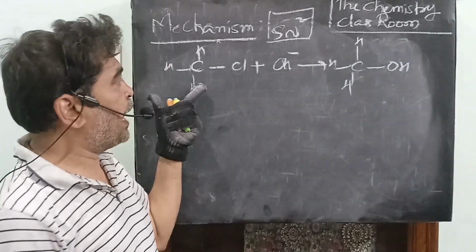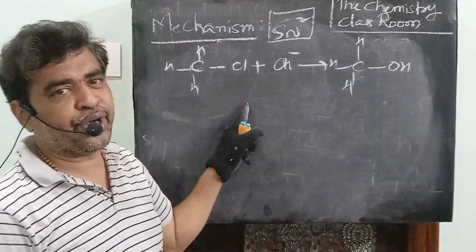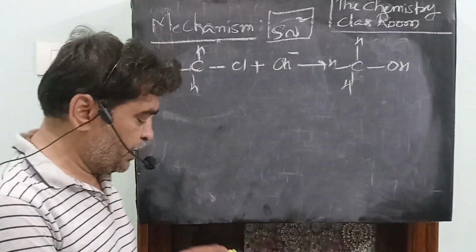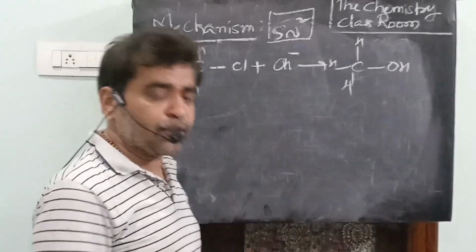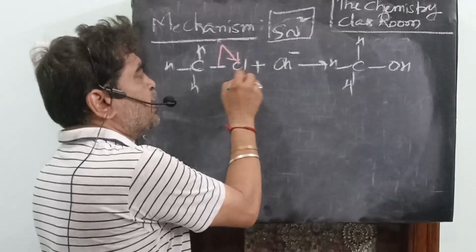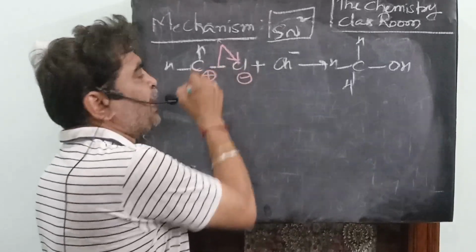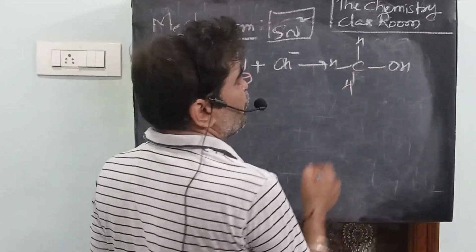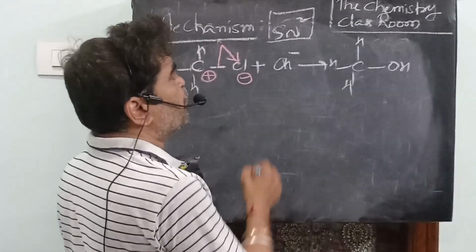So now we take another example, methyl chloride. The methyl chloride is reacting with OH minus. So what happened here? The carbon and chlorine have an electronegativity difference. The electrons move towards the chlorine. The chlorine gets a negative charge and the carbon gets a positive charge. So automatically the OH minus attaches, and what compound are you forming? The alcohol compound.